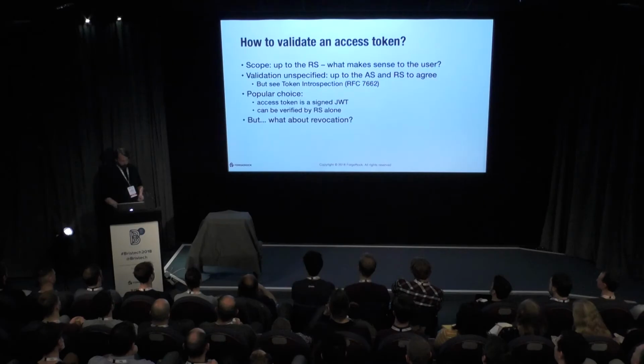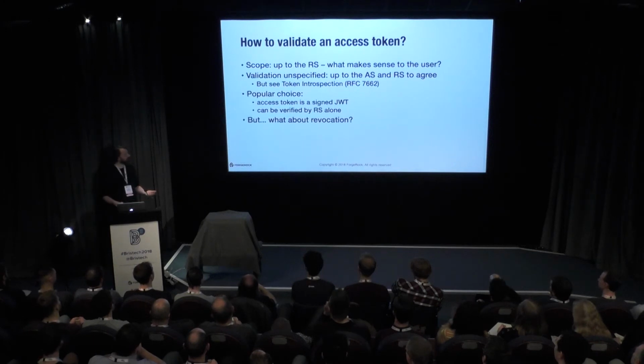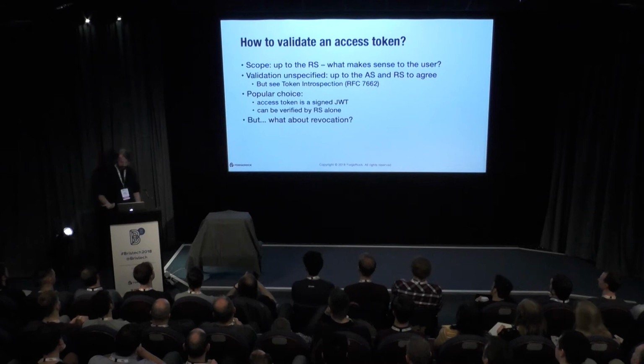But the problem then, if you're using these self-contained things, is how do you revoke them? If an access token could live for quite a long time, and the user decides he doesn't like this app anymore and doesn't want to keep using it, he wants to revoke that access. In this model, when the access token is self-contained, how do you indicate that that token should no longer be trusted anymore?